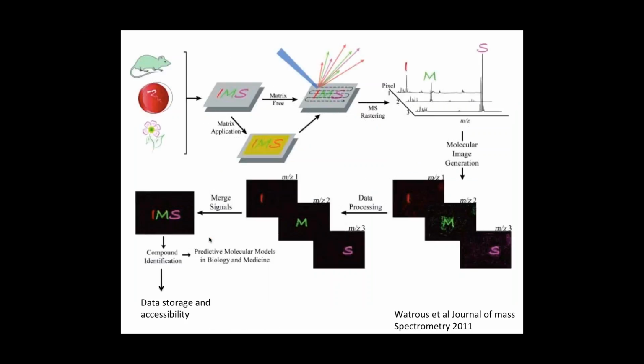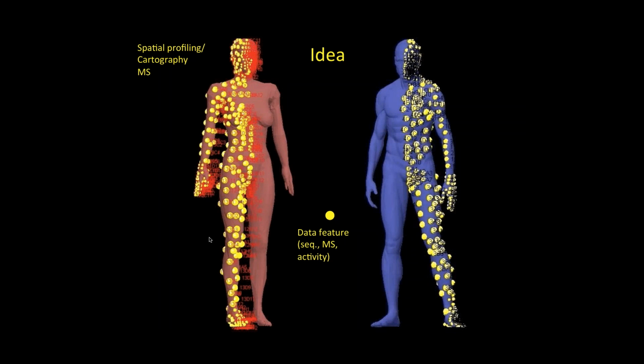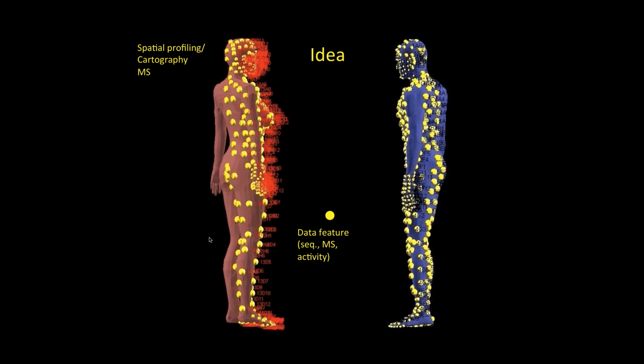And so imaging mass spectrometry is one way to do this. You can also do spatial profiling. The idea is actually very simple.